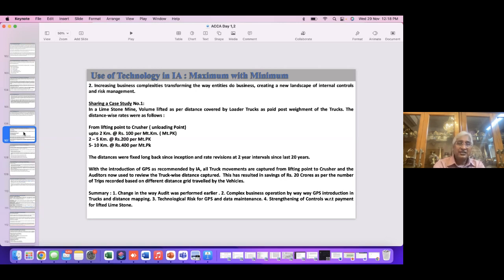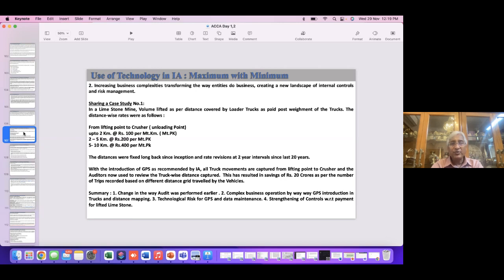So the rate was X, and every 2 years there is a negotiation. The distance part remains the same. For the fuel part, some percentage of fuel price hike is given along with the contract, and also a sort of loyalty bonus, which is again added. So at the end of the day, every 2 years, a fresh rate agreement takes place.